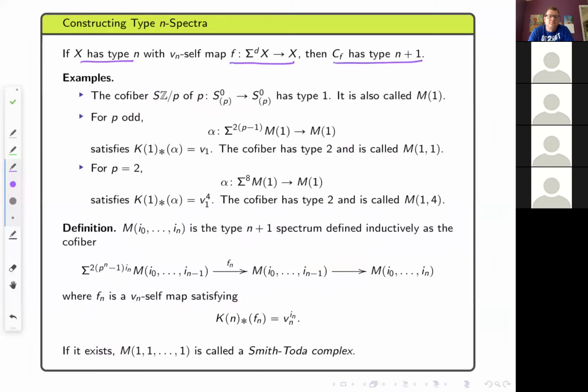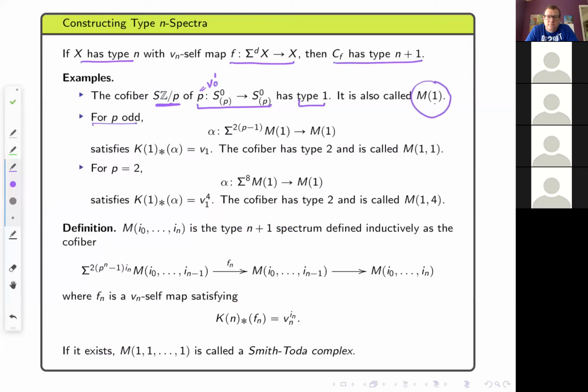So here are the examples. If you look at multiplication by p on the p-local sphere, the cofiber is S mod p, and we already saw that it has type 1. We call this M(1) sometimes. It has a lot of names, I'm not going to name all of them, but sometimes it's called M(1), and it's because p is v0 to the 1. That's the 1 here.